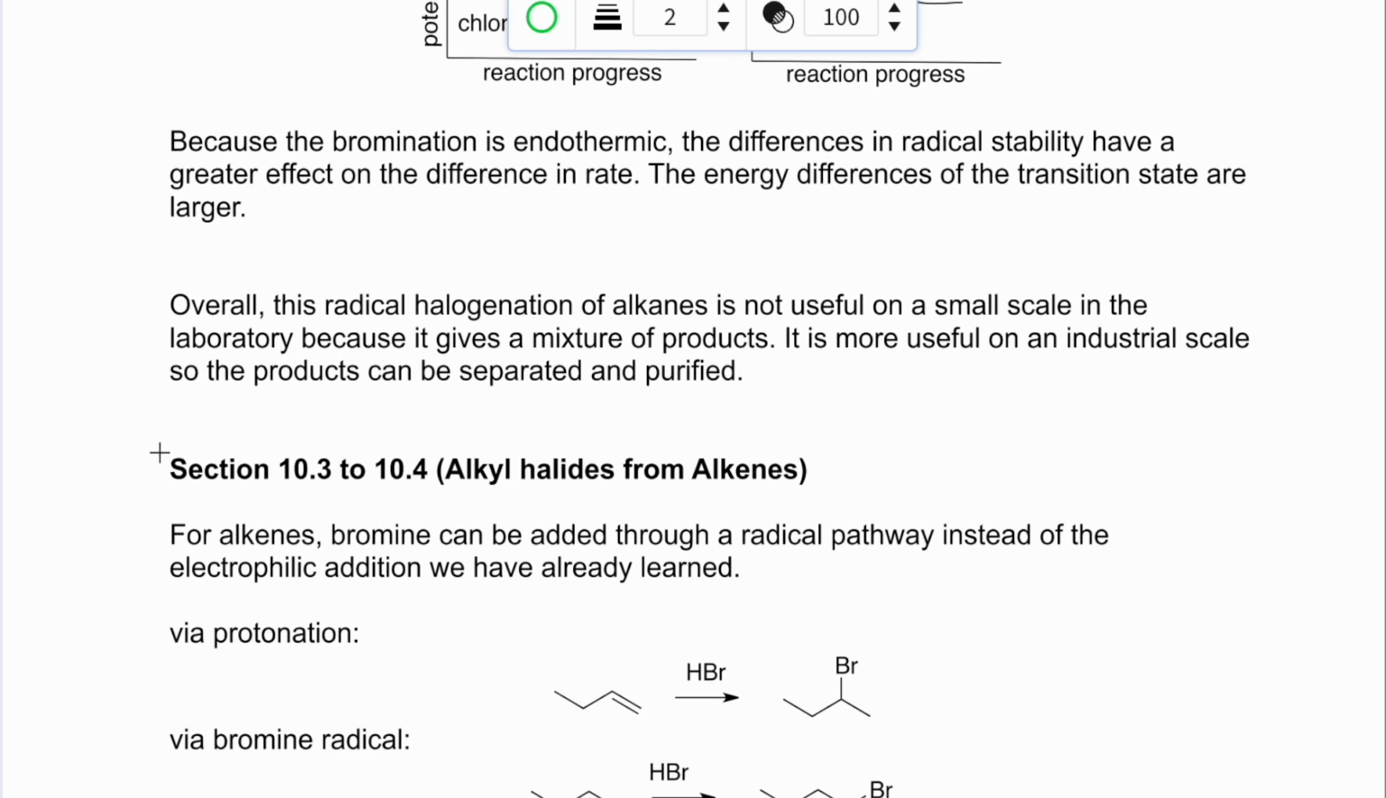And we did mention that this is more of an industrial scale reaction. Halogenation in a laboratory setting, because of this lack of selectivity and the difficulty in controlling the reaction, is not something that you want to do if you only have a small amount of material to work with.